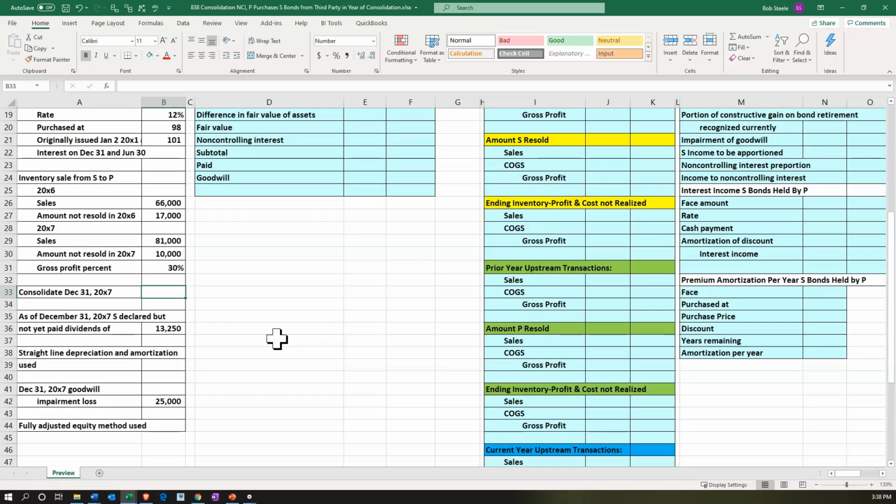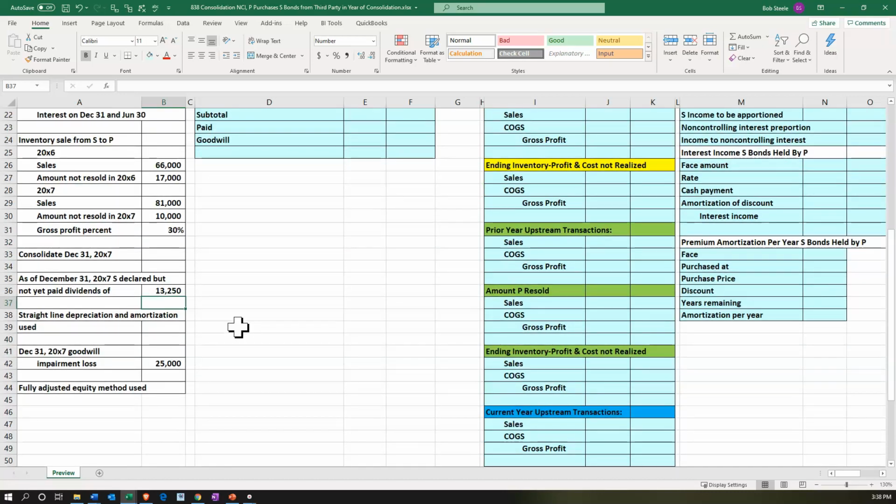As of December 31st, 20X7, S declared but not yet paid dividends. So they had dividends that they declared, didn't yet pay. Therefore, there's going to be a receivable and payable that we're going to have to reverse out with relation to the dividends. Then we have the straight line depreciation and amortization.